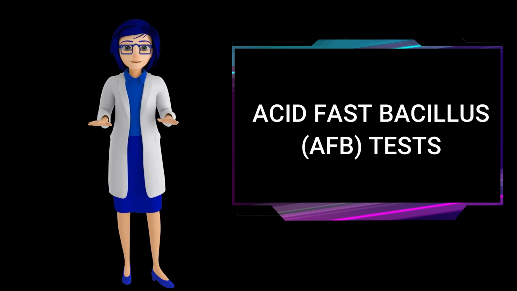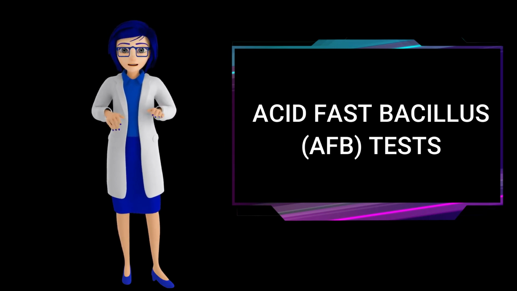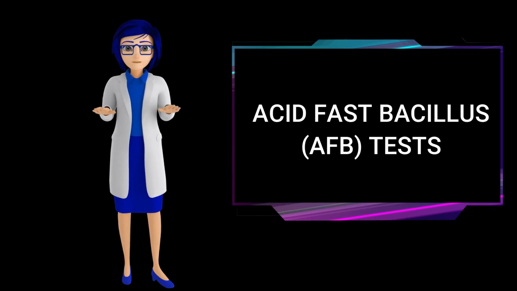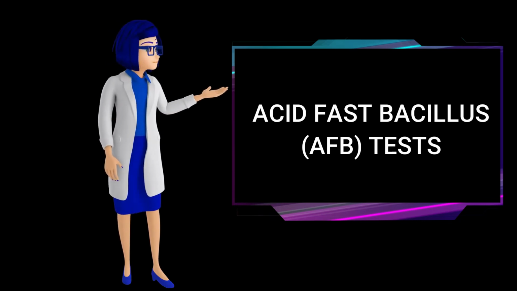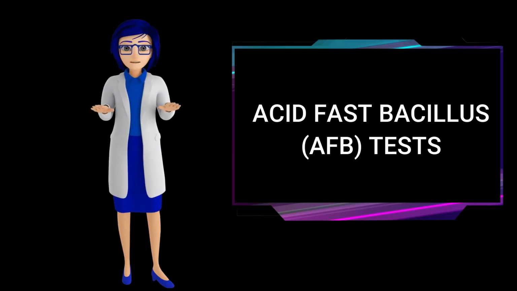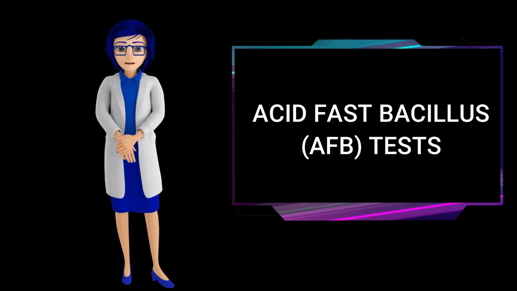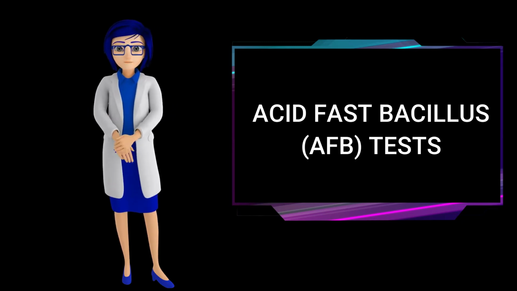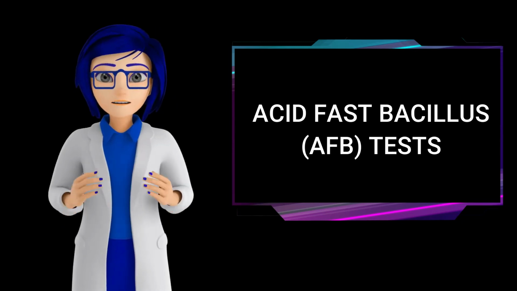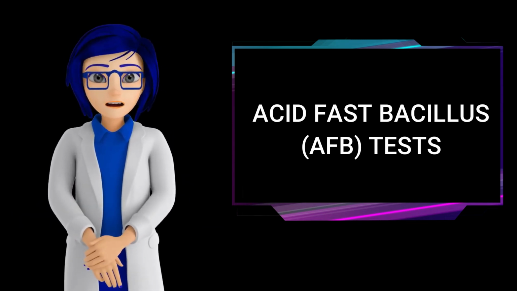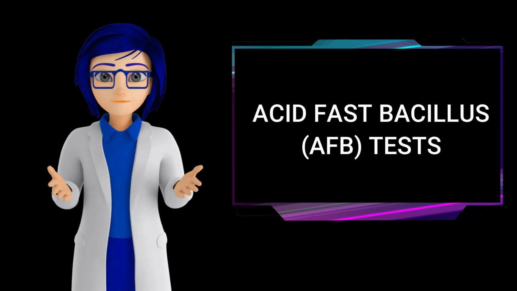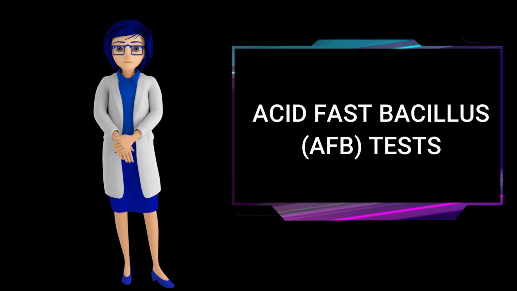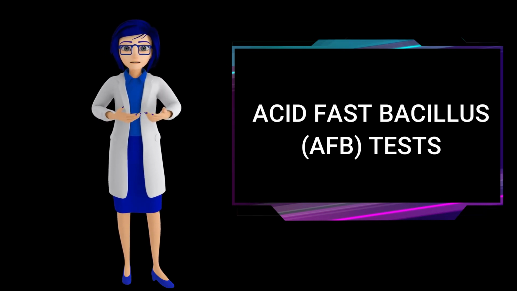Why do I need an AFB test? You may need an AFB test if you have symptoms of active TB. These include cough that lasts for 3 weeks or more, coughing up blood or sputum, chest pain, fever, fatigue, night sweats, unexplained weight loss. Active TB can cause symptoms in other parts of the body besides the lungs. Symptoms vary depending on which part of the body is affected. So you may need testing if you have back pain, blood in your urine, headache, joint pain, weakness.